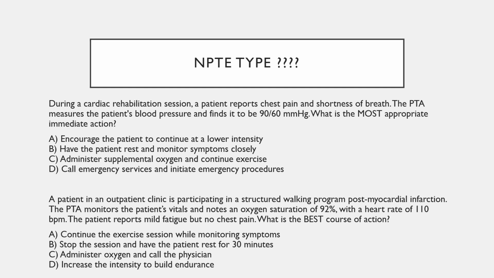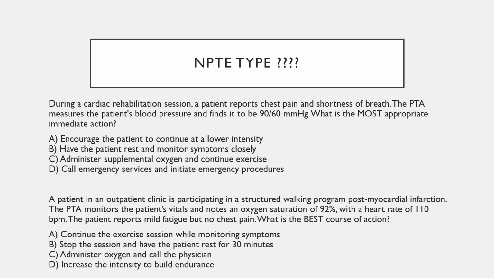Our questions for today are: during a cardiac rehabilitation session, a patient reports chest pain and shortness of breath. The PTA measures the patient's blood pressure and finds it to be 90/60 millimeters of mercury. What is the most appropriate immediate action? A, encourage the patient to continue at a lower intensity. B, have the patient rest and monitor symptoms closely. C, administer supplemental oxygen and continue exercise. Or D, call emergency services and initiate emergency procedures.